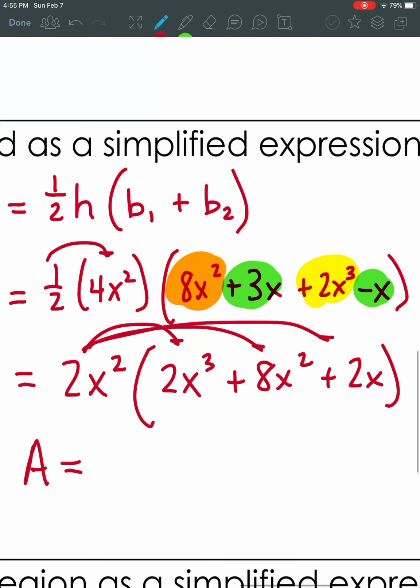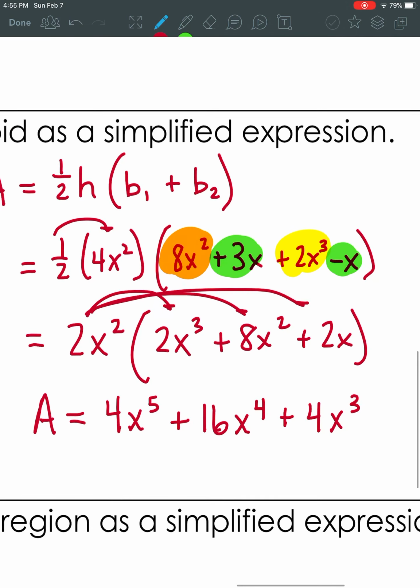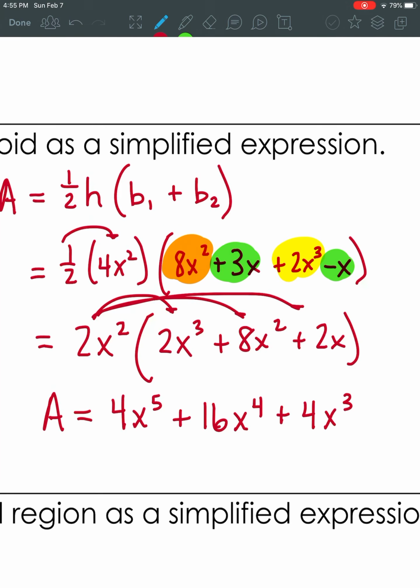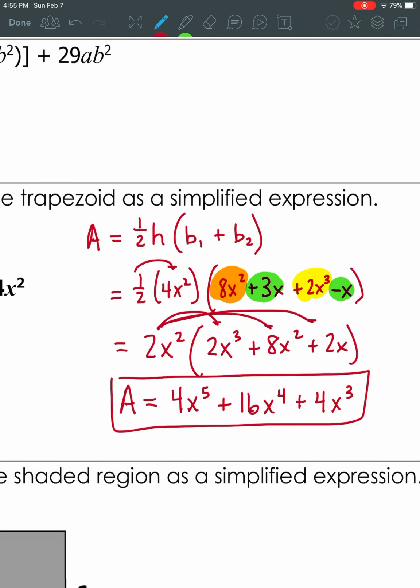So the area of this trapezoid, we'd get 2x to the 5th, x squared times x cubed. Then plus 2 times 8, 16x to the 4th. And then the last one, 4x cubed. That is simplified. We cannot combine any of those. So there is the area of our trapezoid.